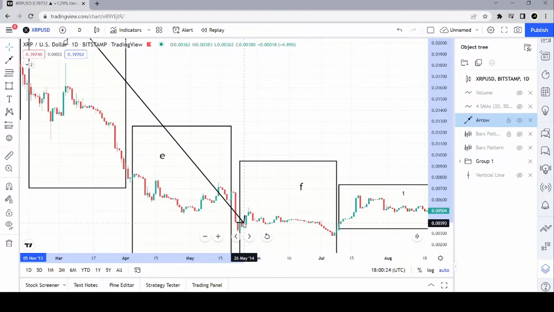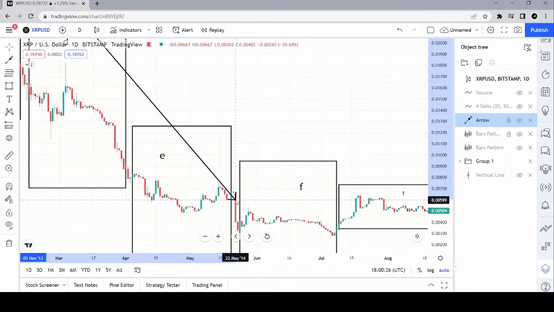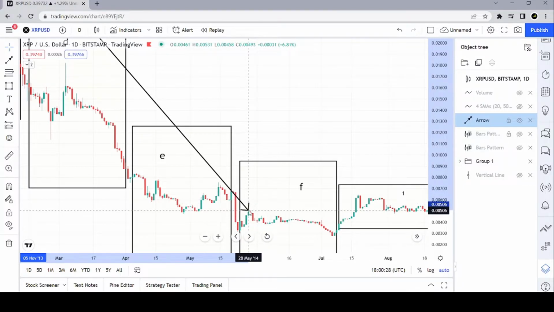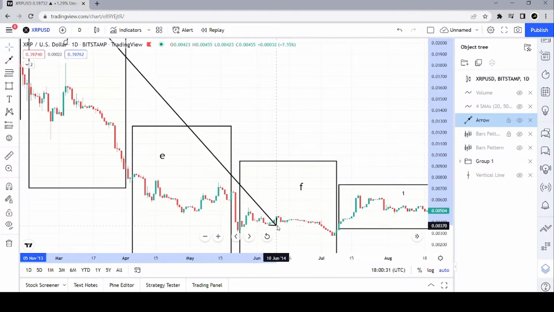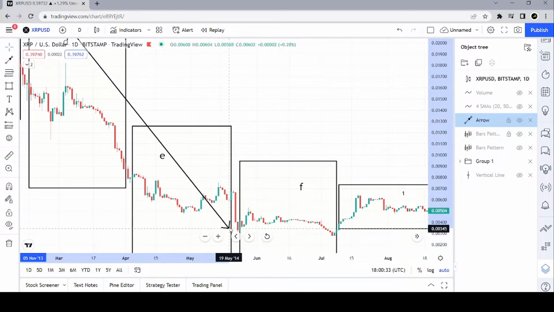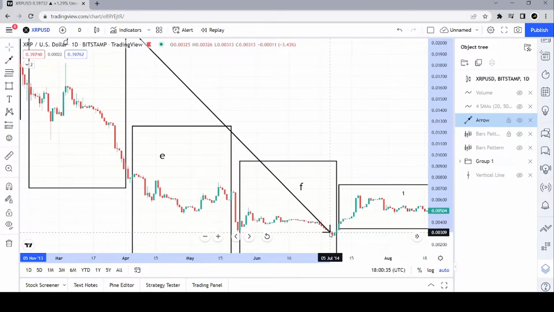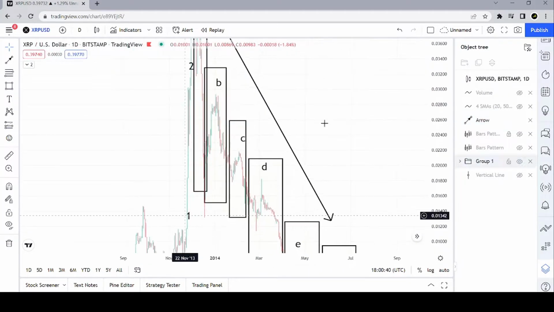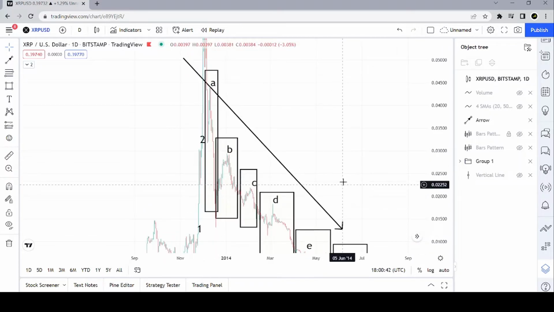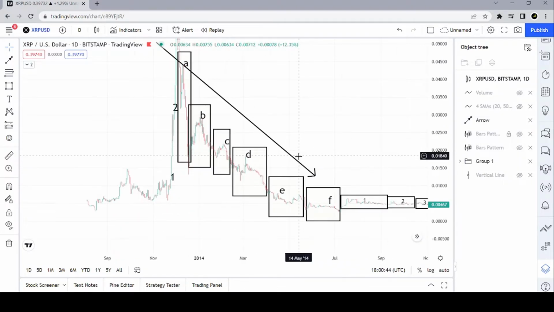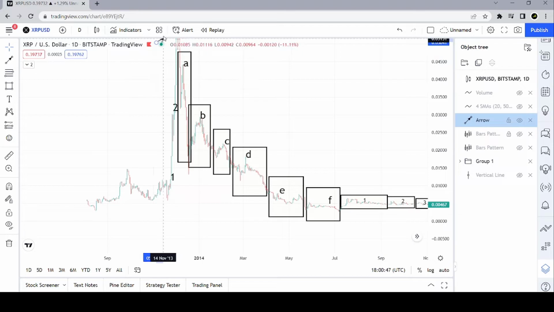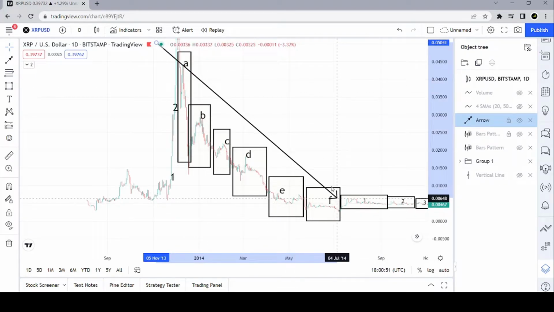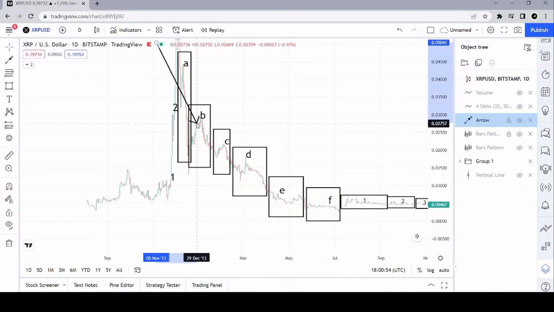Sometimes this whole fractal is more on a sloping vertical axis, so F would be more vertical. In this case, you have a nice horizontal portion to it. So that, my friends, is the basic anatomy, if you will, of an XRP decline. It goes from A to F. Sometimes A is not included, so in that case it'd be from B to F.